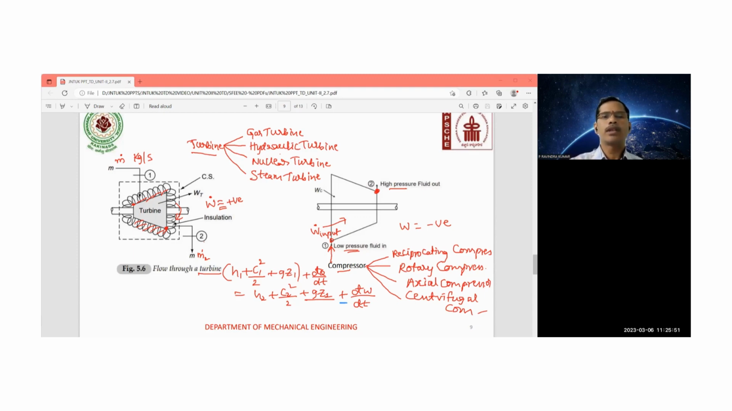But anyhow, this turbine is an insulated one. Then in this case, the kinetic energy terms are neglected, and the heat transfer is also 0.